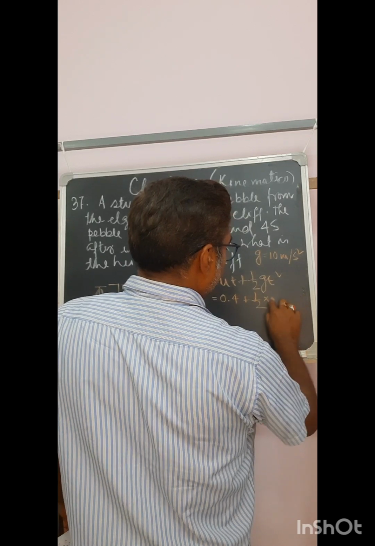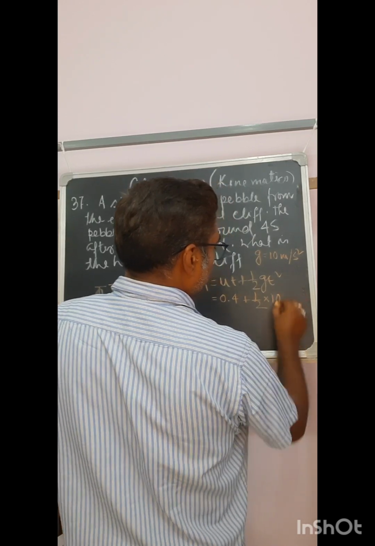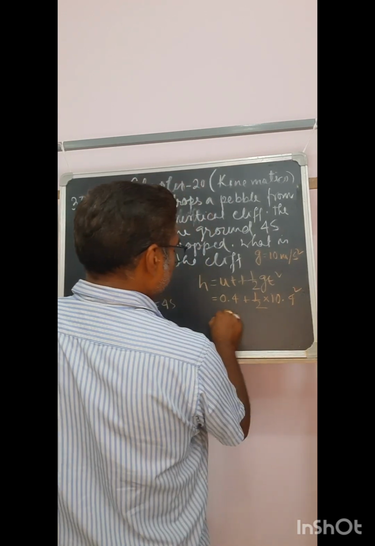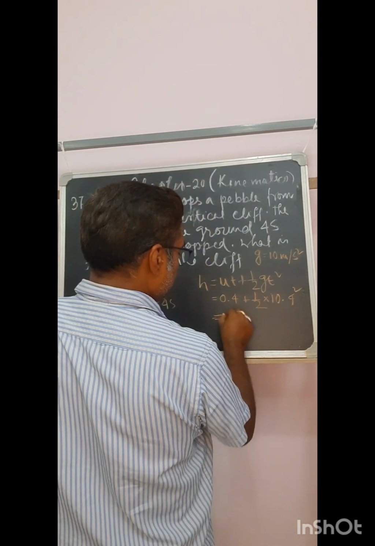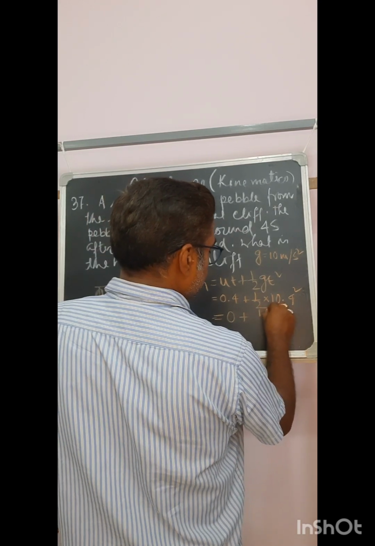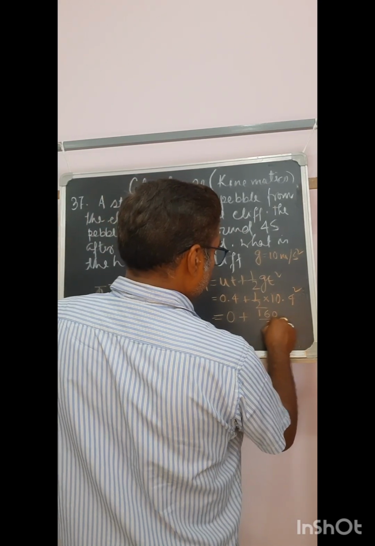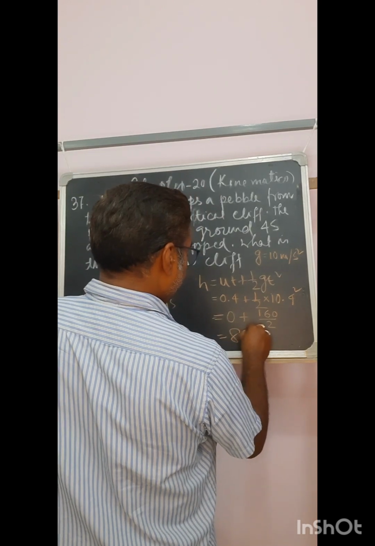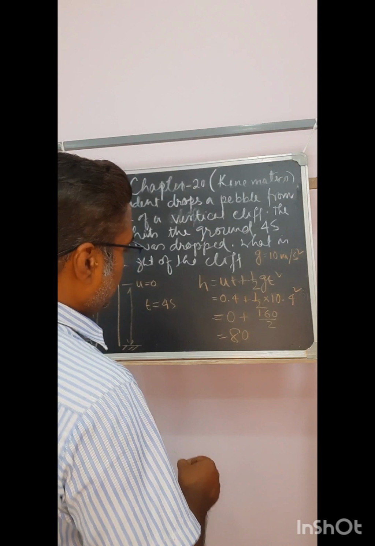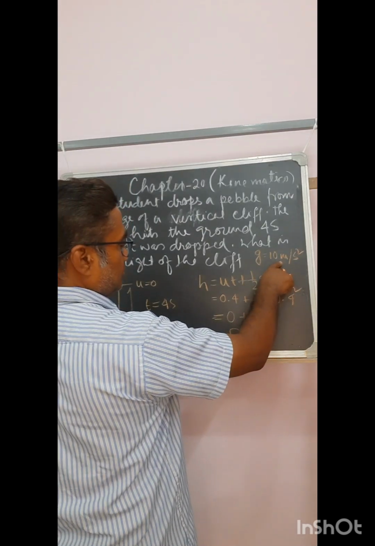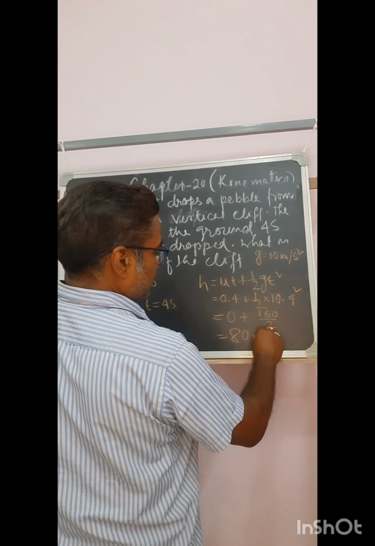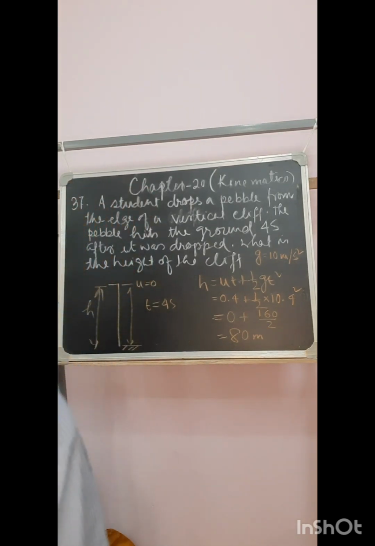So I put the value of g as 10 and t as 4 square. The first part will be 0, the second part will be 4 square, which is 16, so 160 upon 2. Ultimately the value will be 80. And what is the unit? Because the unit of acceleration is given, this has to be in meter.